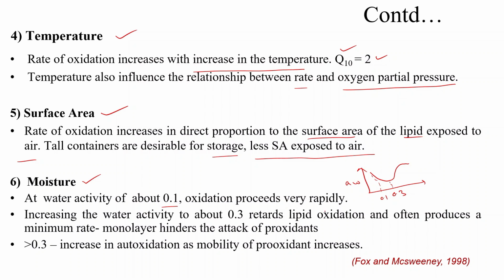If you increase the water activity to 0.3, it will retard the lipid oxidation, giving a minimum rate, because at water activity 0.3, monolayer formation of the water happens, which prevents the access of the pro-oxidants to the fat, and thereby decreases the auto-oxidation. But if the water concentration is higher, then the mobility of the pro-oxidants will increase, and that will again increase the auto-oxidation. So this is the graph between water activity and auto-oxidation. Here it is water activity, and here it is auto-oxidation.